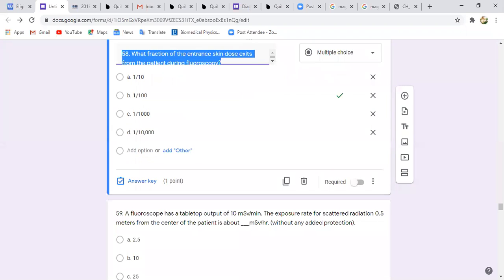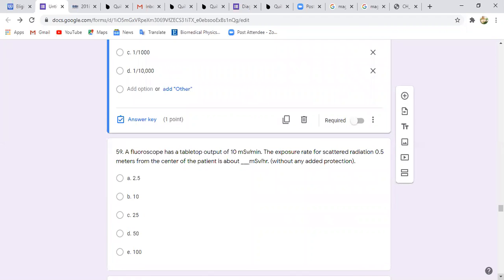The fluoroscopy has a tabletop output of 10 millisieverts per minute. The exposure rate for scattered radiation 0.5 meters from the center of the patient is about what? Without, of course, added application, added protection.